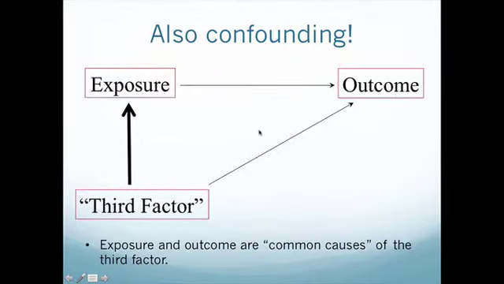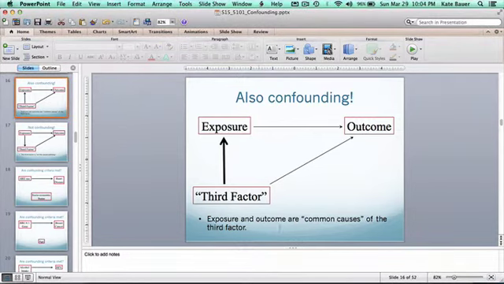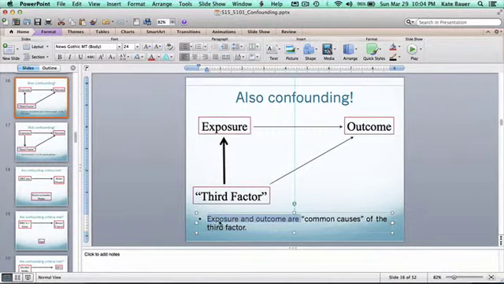We can also look at this situation, and if it helps you remember, the third factor is the common... I have this backwards and I forgot to correct it from last year. Now I'm remembering it was wrong last year. Basically, I will edit that right now. The third factor is a common cause of the exposure and outcome.